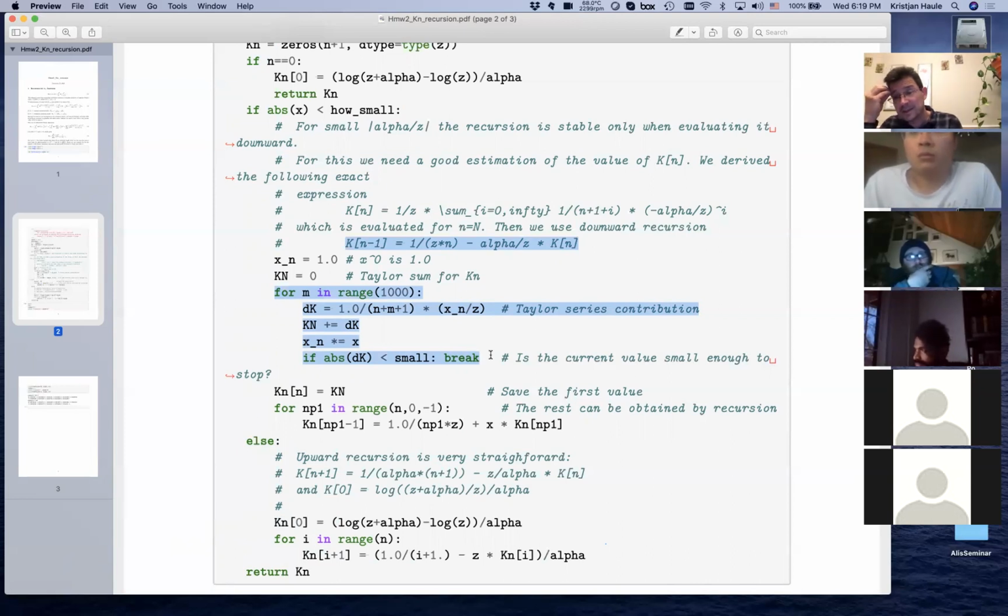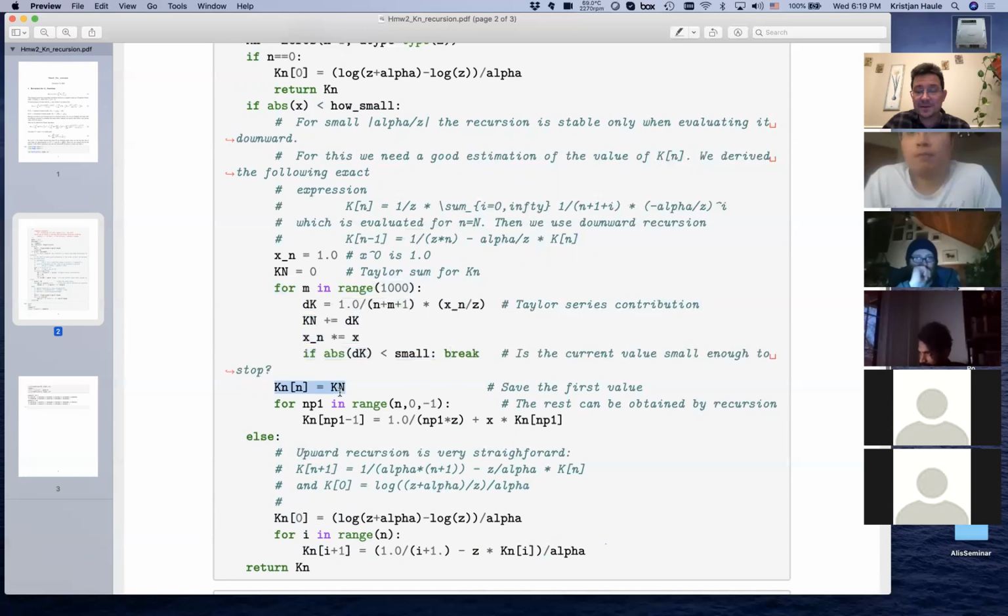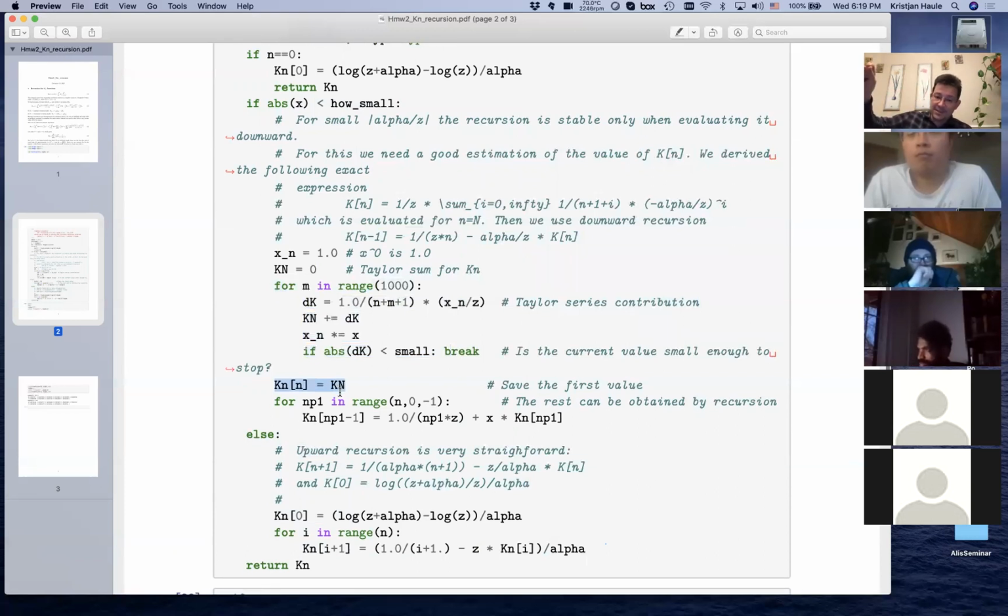So that's one way of calculating how high up you need to go. The alternative is to do some math and estimate how far you need to go. But you can also just break. So you say that if the last contribution is small enough, I believe that my value of Kn is good enough. And then I save it. Once I have this value of k for the largest n, I saved it, and then the downward recursion is completely straightforward, isn't it? It's just this difference, actually the sum of two terms.